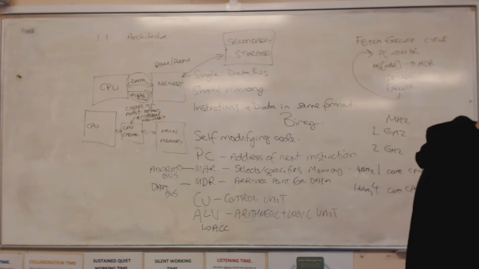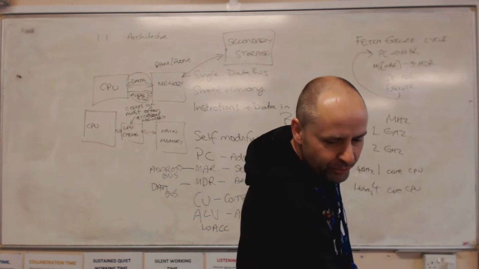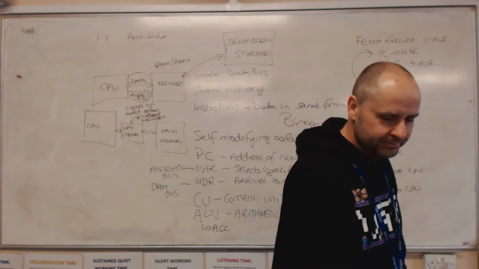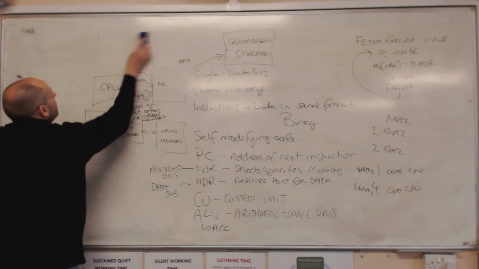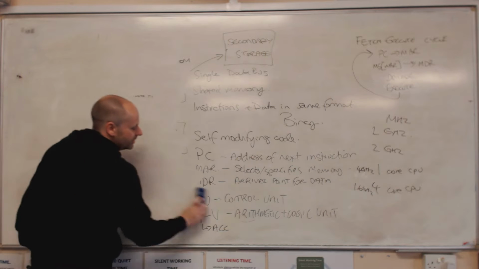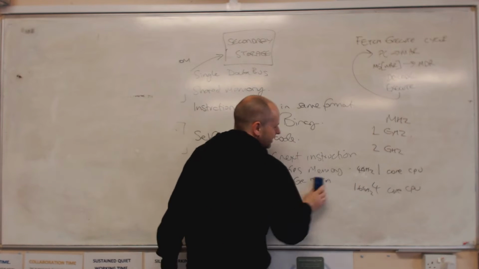Right, 1.2. Where's my bullet rubber gone? Right, 1.2 is RAM and ROM. It's basically memory.